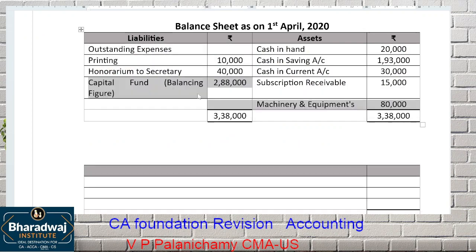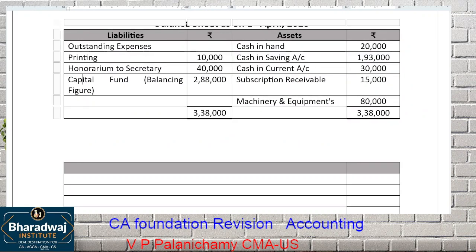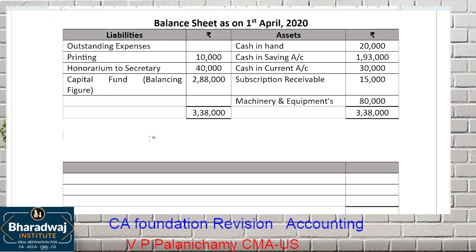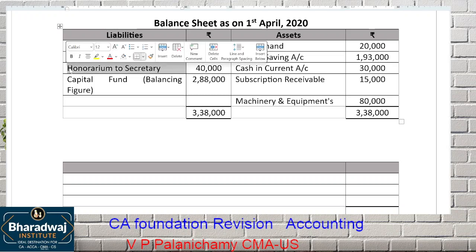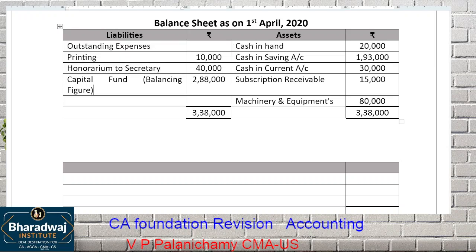Tally this, you will get capital fund at the beginning of the year. You understand this honorarium to secretary? That is for 1920, paid in the current year, means it would have been outstanding at the beginning of the year, maybe end of the last year.